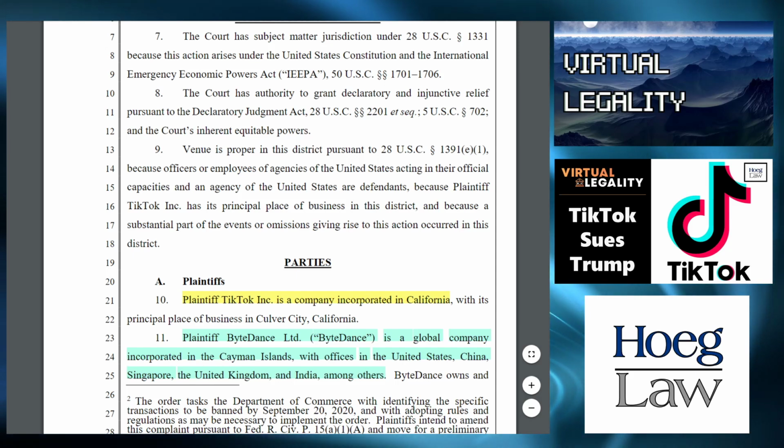Because one of the things to note here, and we will talk about the other order related to TikTok in just a minute, is that they aren't actually objecting to the order from the White House to mandate that they dispose of the assets of TikTok to a U.S.-based company. They are going to sell TikTok by all looks here.